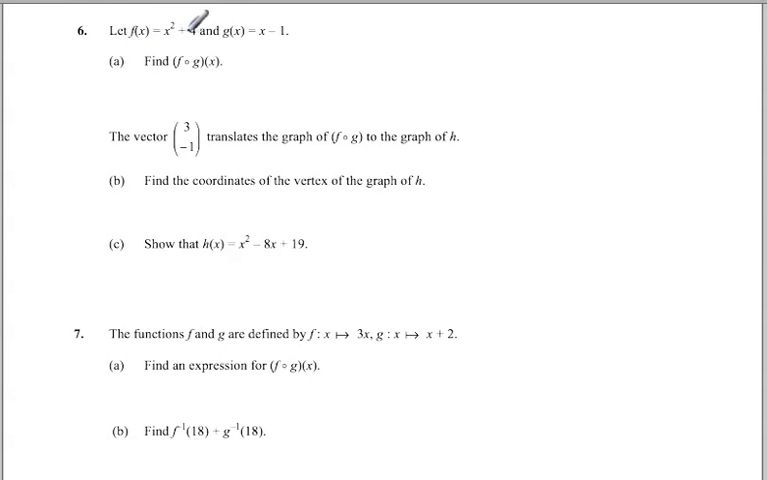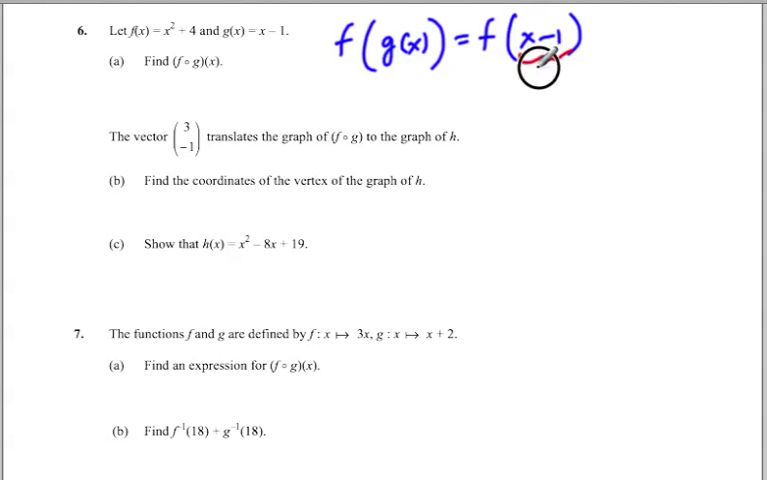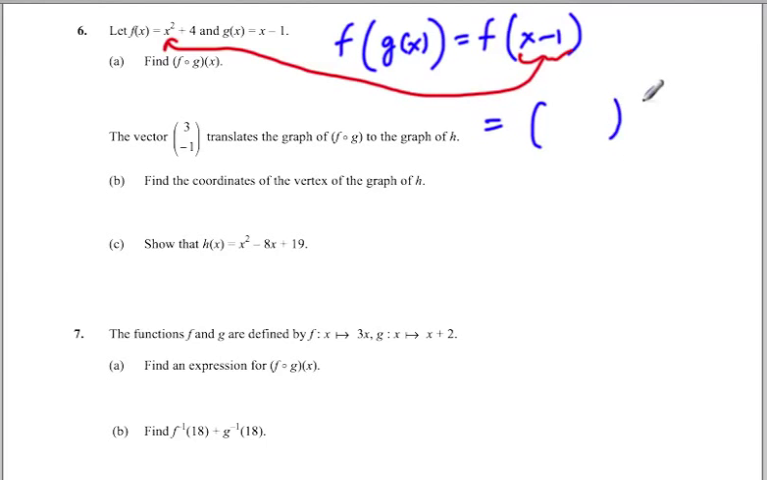Okay, let f of x equal that, g of x is that. Find f of g. It's easy enough. f of g of x is f of x minus 1. And you take this argument, as always, and plug it right into f. So if you think about it, what that means is really it's something squared plus 4, and what that something is simply x minus 1.